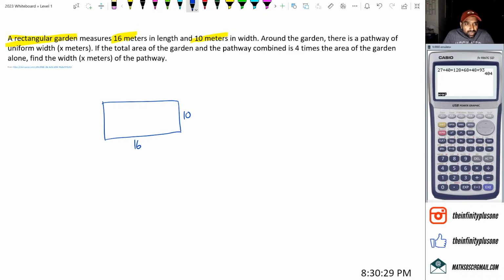Around the garden, there's a pathway of uniform width of x meters. This is quite a common question that we see all the time. We've got a pathway around, so this part here is the garden, a lovely bit of grass patch, and we're going to have a pathway that's actually around it.